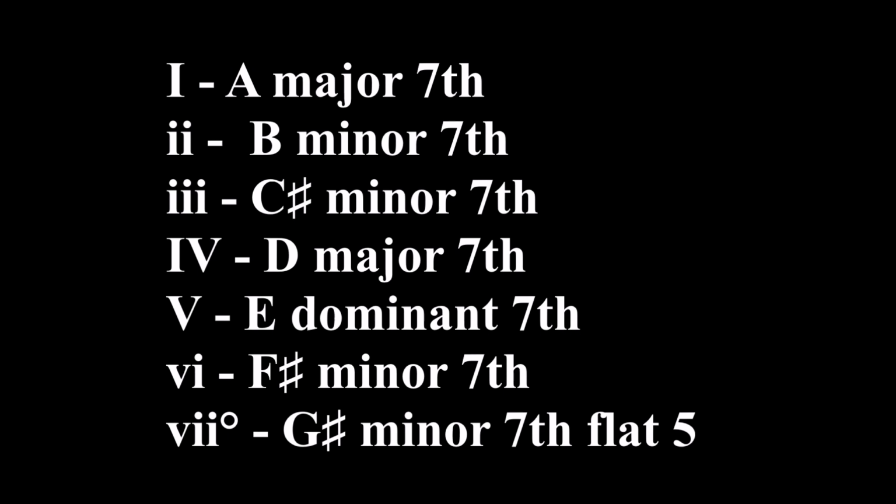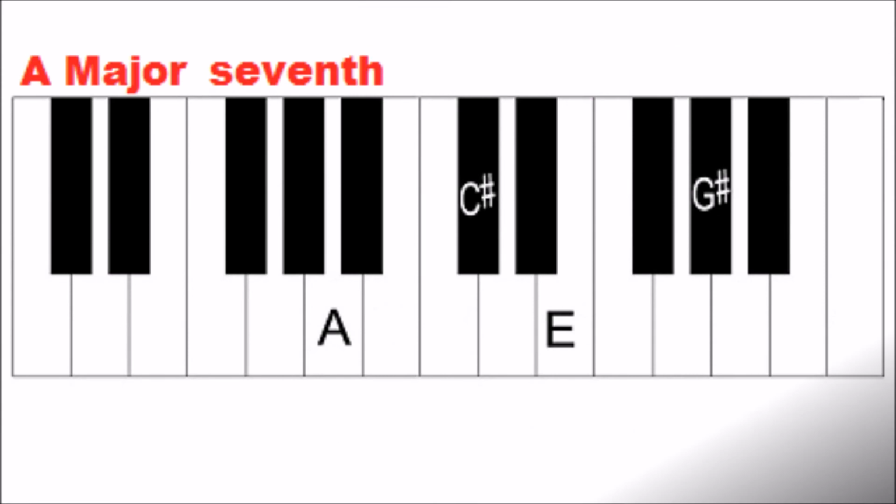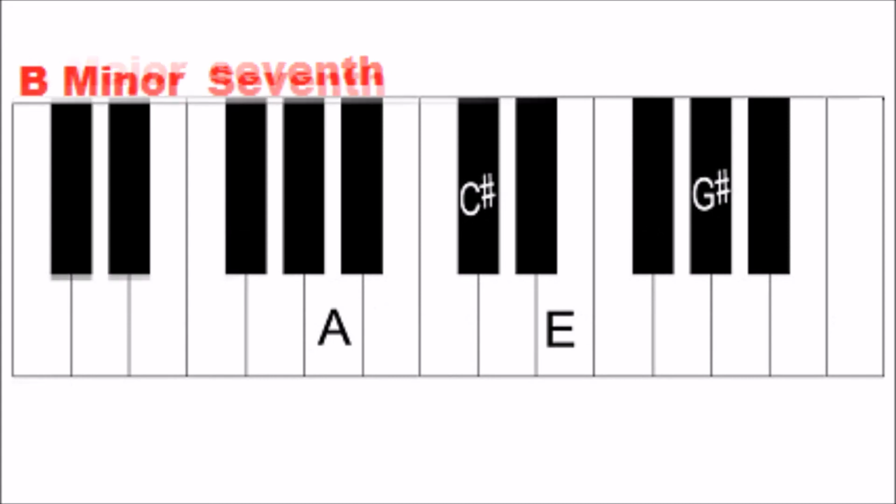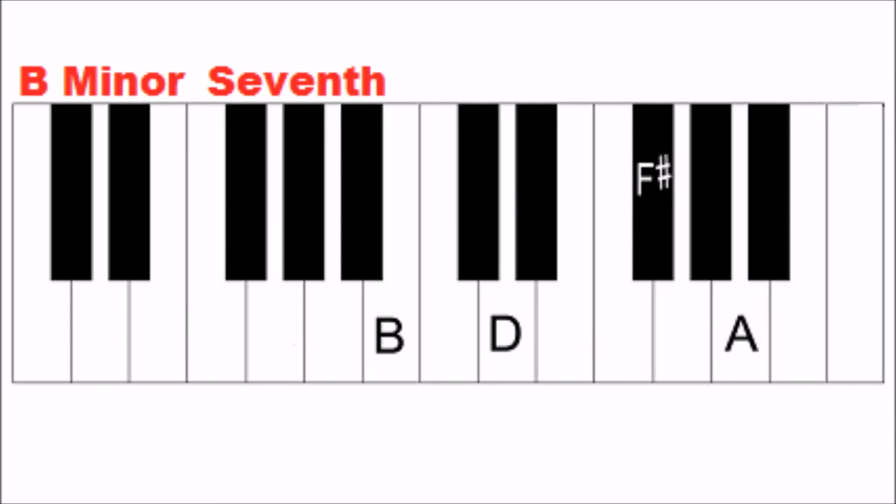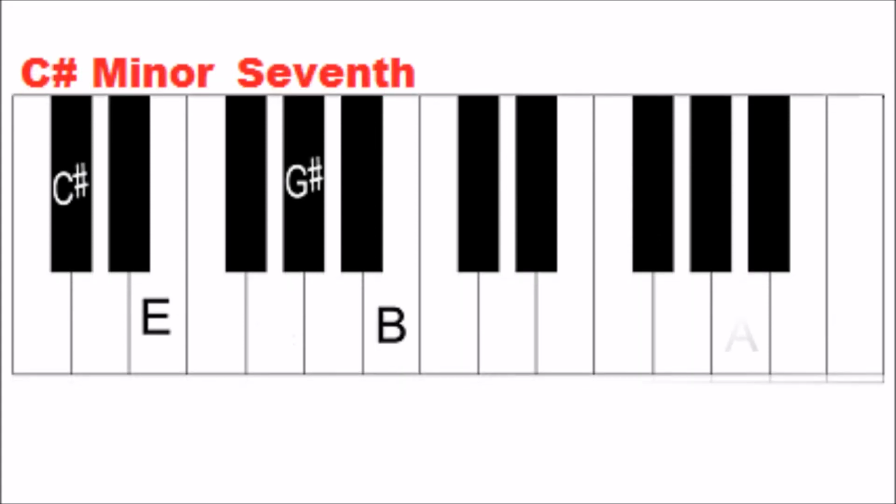What are the notes of each 4-note chord in the key of A major? The notes of chord 1, A major 7th, are A, C sharp, E, G sharp. The notes of chord 2, B minor 7th, are B, D, F sharp, A. The notes of chord 3, C sharp minor 7th, are C sharp, E, G sharp, B.